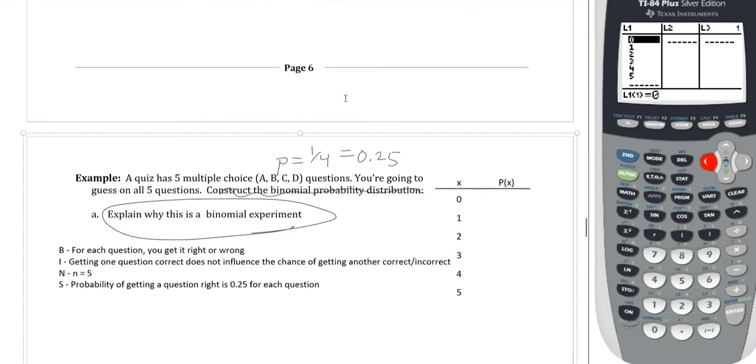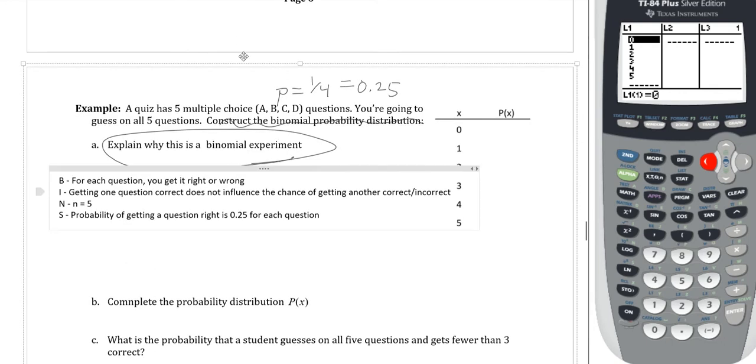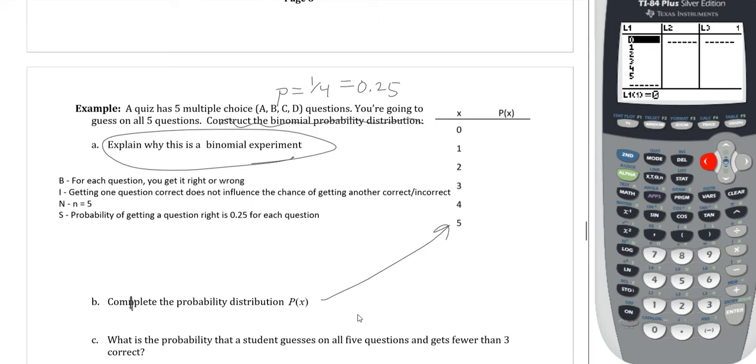All right, now that we know it's binomial, now we can fill out this probability distribution. So that's what we're going to do in part B, compute the probability distribution, or complete it. We're just going to fill out for each value what the probability is.